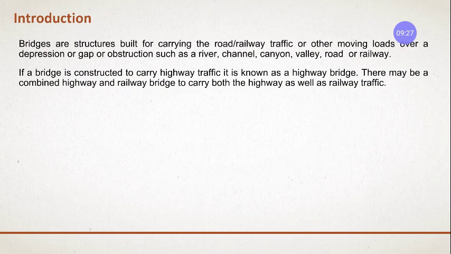Next is, it is constructed to carry highway traffic, so it is known as a highway bridge, right? Why? Because it carries highway traffic. If there is railway traffic, then it is called a railway bridge. If it is a combined highway and railway bridge, then it is called a rail cum road bridge, right? What we saw in the previous slide, about the longest railroad bridge, that is a combination of road as well as rail, right?